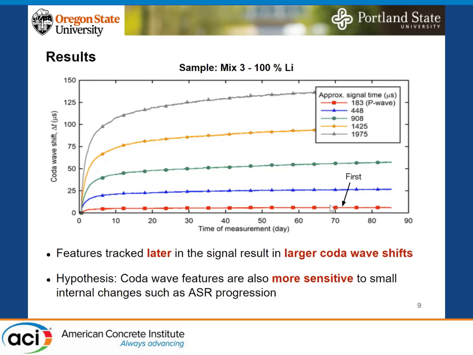As we go to the tail of the signal, as we go deeper, like going from 183 microseconds down to the end of the signal, we see this time shift of the coda getting more and more. So it means the later portions of the signal are more sensitive, and the hypothesis here is that the coda wave feature is more sensitive to small internal changes such as ASR progression, because this is a controlled environment and everything is the same. So the only variable here is the lithium nitrate of the mixes. So we expect to explain these changes in coda shift to be due to the ASR.